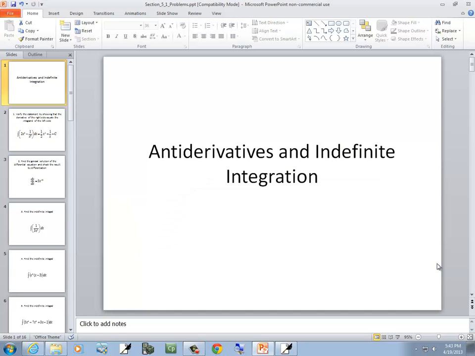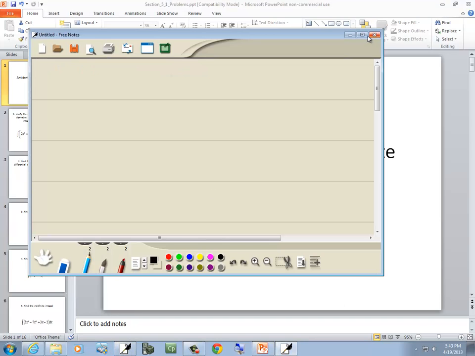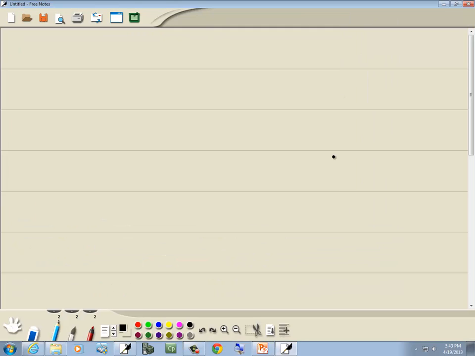Let's take a look at antiderivatives and indefinite integration. Now, if we have our function, let's say it's x squared minus 3x plus 2. If we take the derivative of that, that gives us 2x minus 3. And the 2 at the end here just drops away.